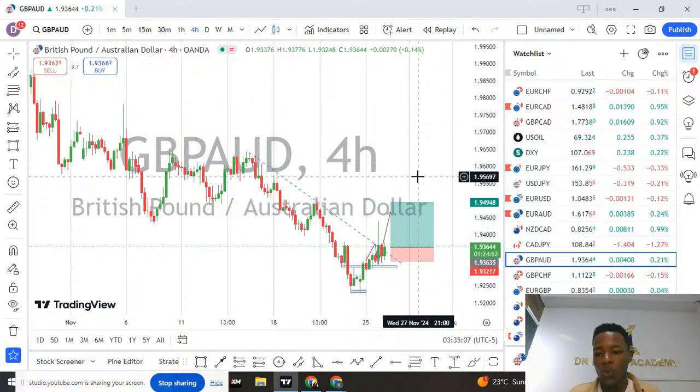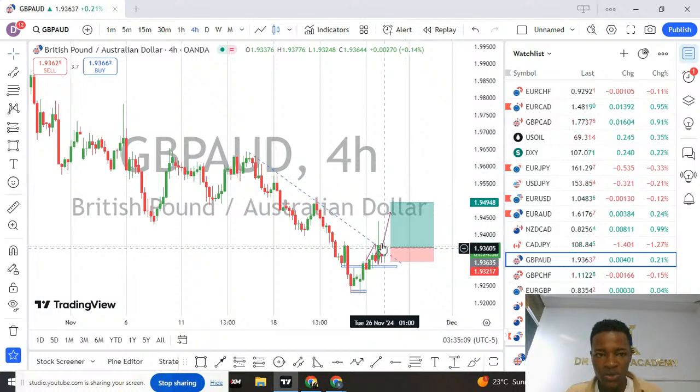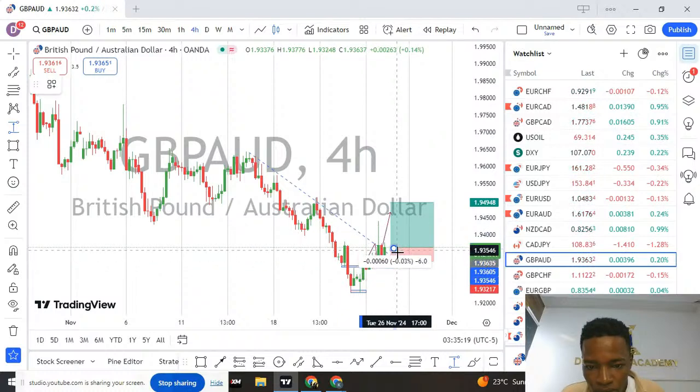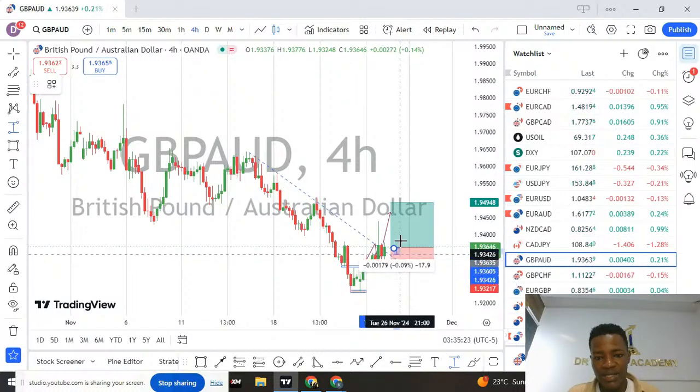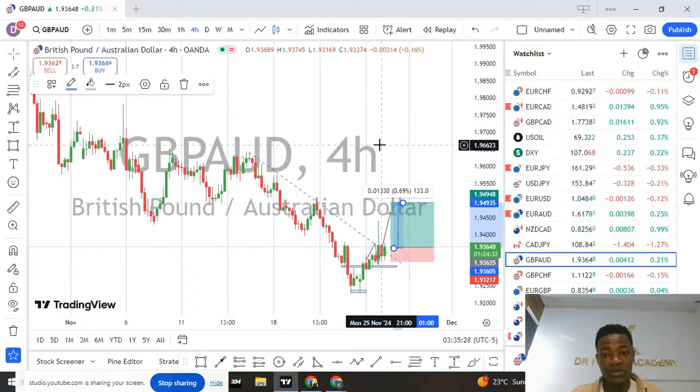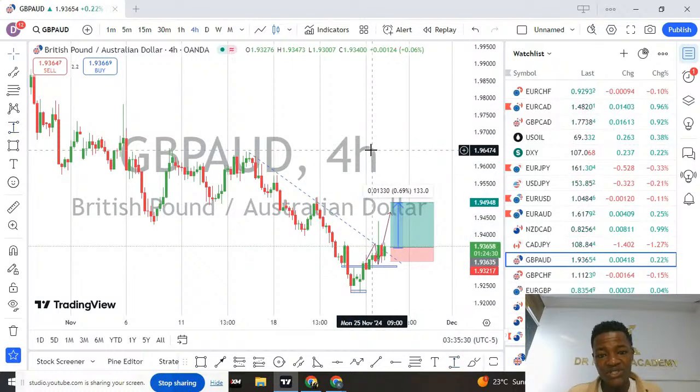So the entry will be once the 4 hours candlestick closes. You can see the 4 hours here. So our stop loss will be how many pips? Let me calculate for you. Our stop loss is 37 and our take profit will be 133. Is that enough for the risk reward ratio?